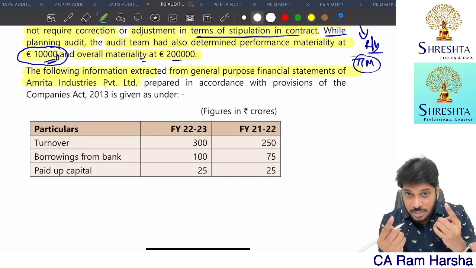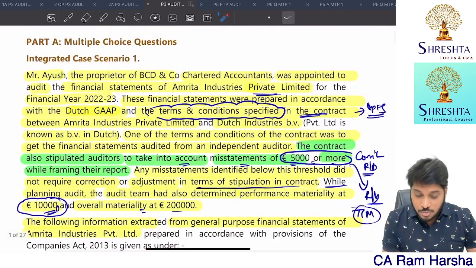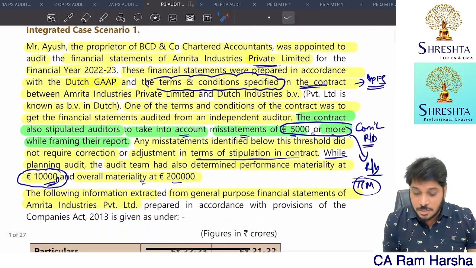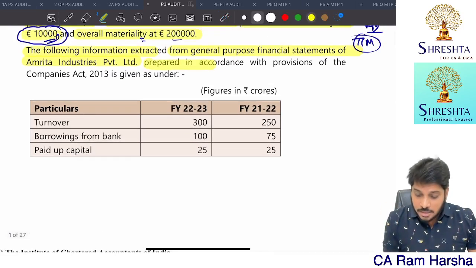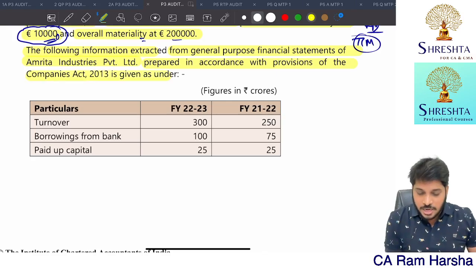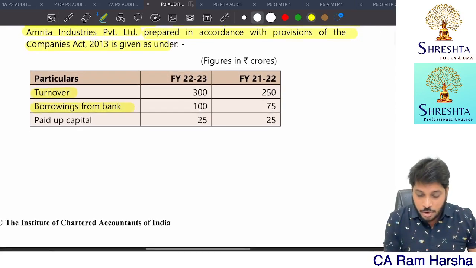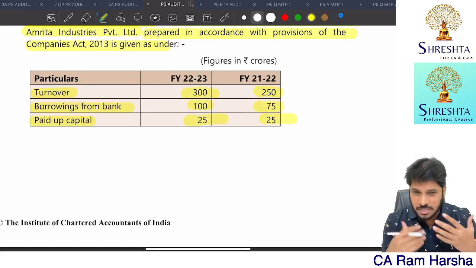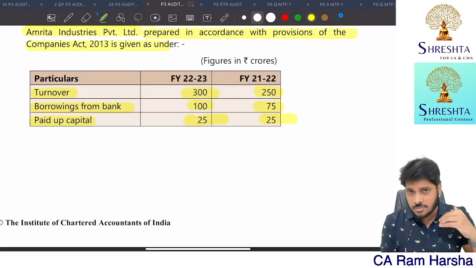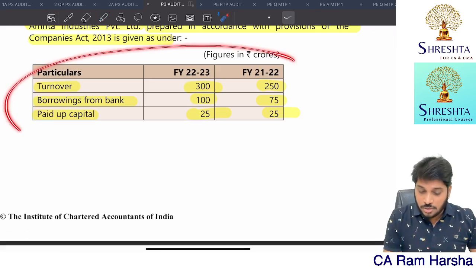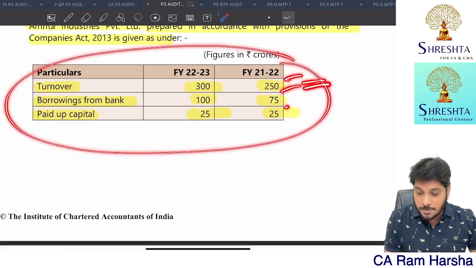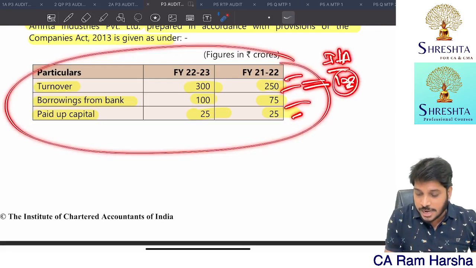The following information is extracted from the general purpose financials of Amrita. Remember, the above information we have seen is the financials prepared as per Dutch GAAP, which are special purpose financials of Amrita Industries Private Limited, prepared in euros. And the following is the general purpose information in accordance with the Companies Act. So they have given turnover, borrowings, and capital. Something related to this, either audit committee applicability or internal audit applicability, they're testing. Audit committee we don't have in the syllabus right now. Getting it? Internal audit applicability. The only thing in our syllabus where turnover, borrowings and capital limits were seen is internal audit applicability, section 138 of the Companies Act.